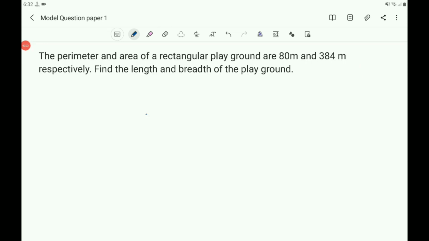Try to understand the question clearly. Here what is given? Perimeter of the playground is given, that is 80 meter, and also the area of the ground is given, that is 384 meter. What you have to find out? We have to find the L and B, length and breadth of the playground. So let us have the rough sketch here.